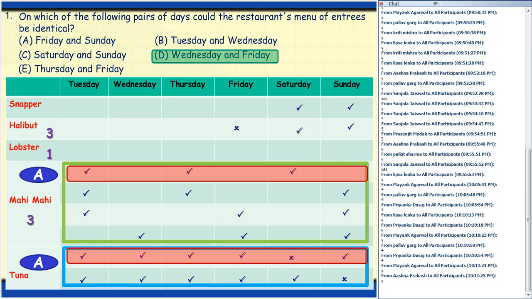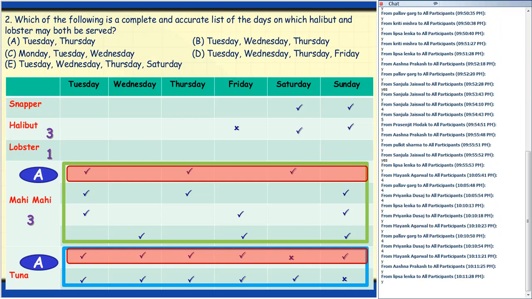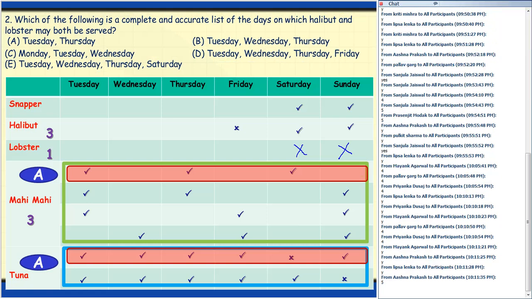Great. Question number 2. Now tell me what is the answer of question number 2, all of you. The diagram is in front of you. You can tell me the answer. Which of the following is a complete and accurate list of days on which halibut and lobster both may be served? दोनों के दोनों आ सकते हैं. Halibut and lobster both may be served. Can it be on Tuesday? Just see here. मैं ये केसेस बना रहा हूँ.